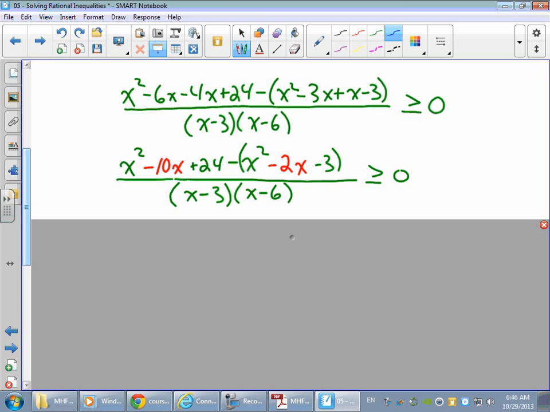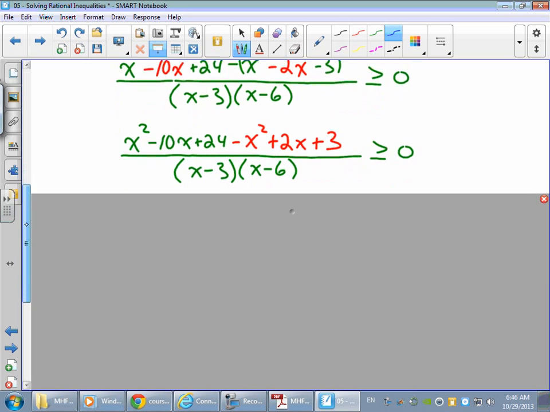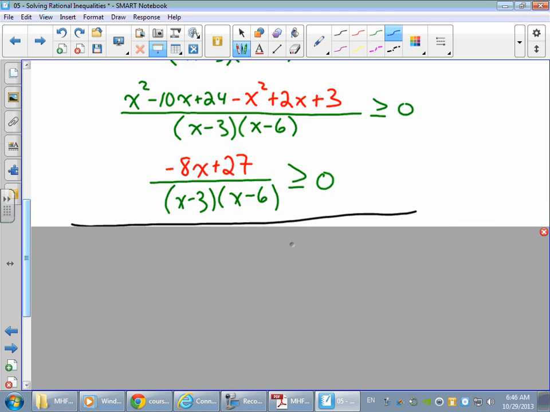Going forward now, obviously the reds are the two things I just simplified, each of the middle terms, and now I deal with the negative sign. This is saying I want to subtract each of these. Subtract x squared, I get negative x squared. Subtract negative 2x, I get positive 2x. Subtract negative 3, I get positive 3. Simplify just a little bit now. x squared minus x squared is 0x squared. Negative 10x plus 2x is negative 8x, sorry. 24 plus 3 is 27.